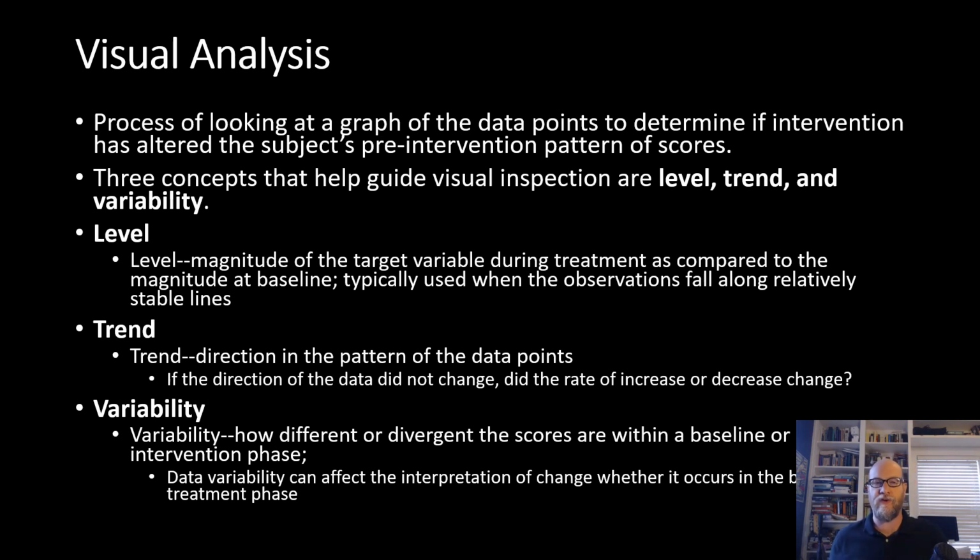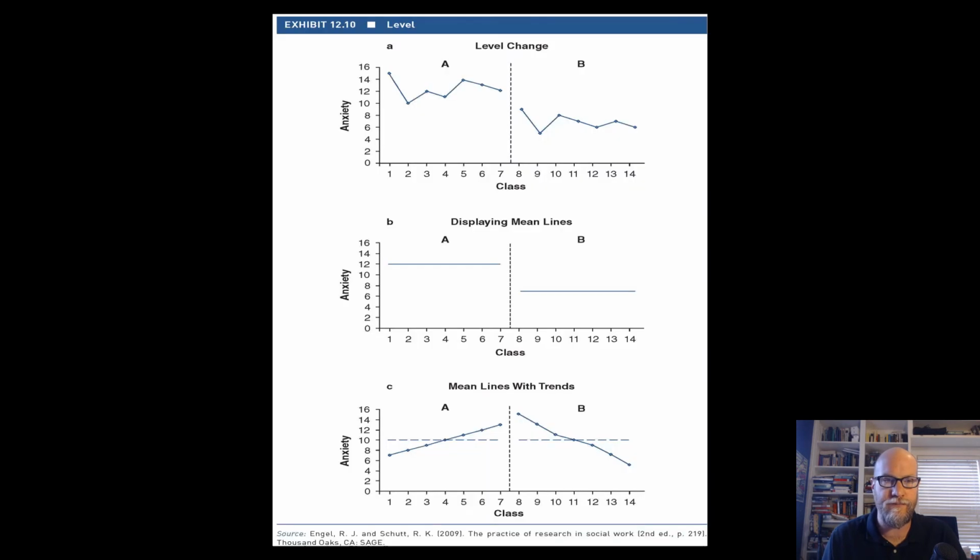And then finally, we want to look at variability. So how different or divergent are the scores within the baseline and intervention phase? Maybe what's happening is not that you're seeing a massive slope change, a trend, but you might see that things are less intense, right? Less highs and lows. And we'll talk about variability and range bars in a minute. Let's go through some examples of these visually.